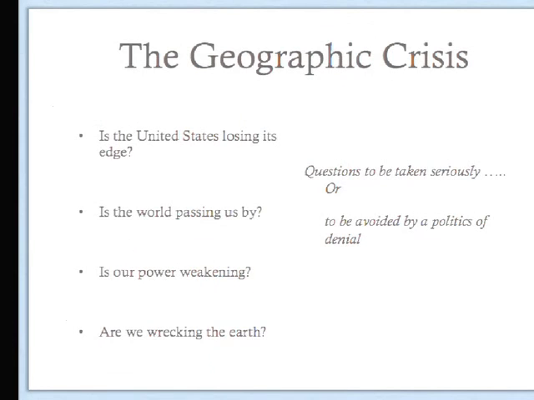So the geographic crisis comes down to, is the U.S. losing its edge? Is the world passing us by? Is the power of our empire weakening? We'll have a lecture on that. Are we wrecking the earth and bringing climate change? Those are all worries that you, certainly as young people, but also at the level of politics, are in there. There's somewhere in the national subconscious or conscious being fought out. And they should all be taken very seriously. Though, as I'll say in a few minutes, it's hard to believe what's being said in the national political debate because it doesn't seem to talk about any of these things, which says something about the state of our nation, too. Okay, so the economy today.